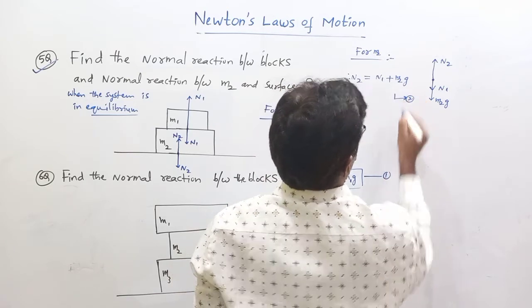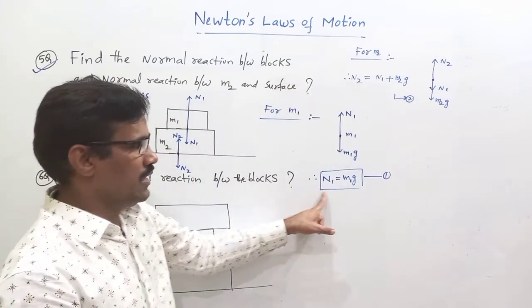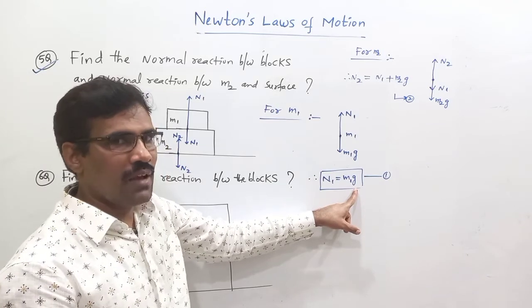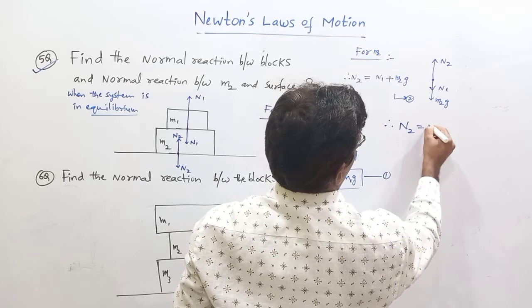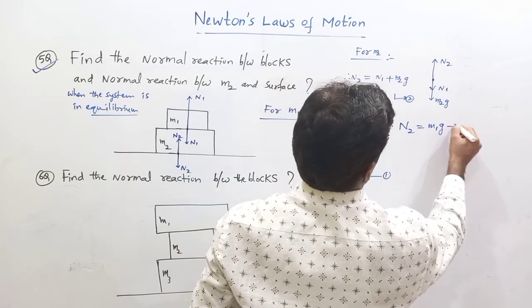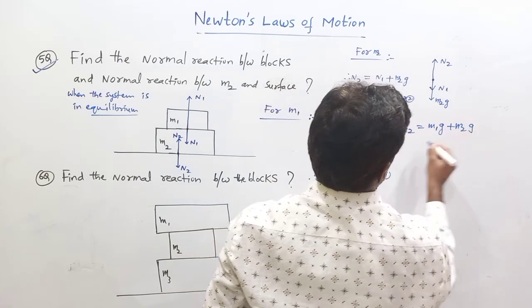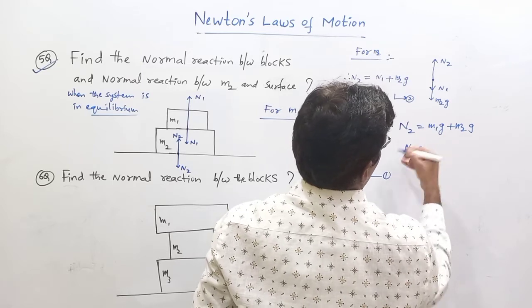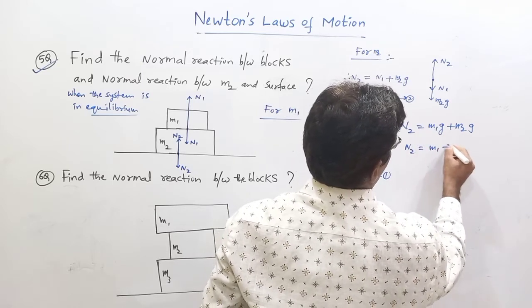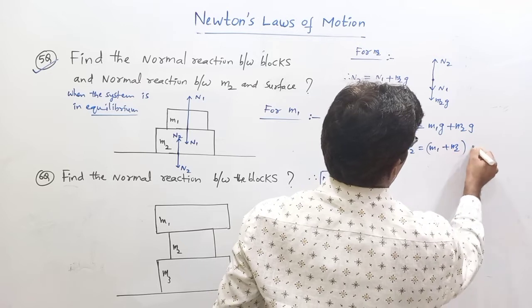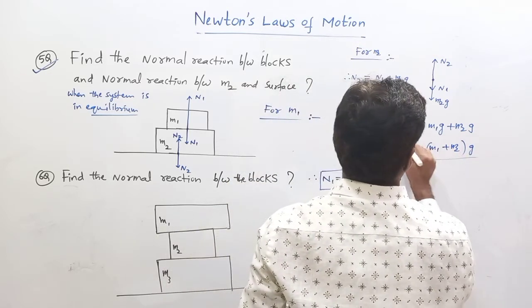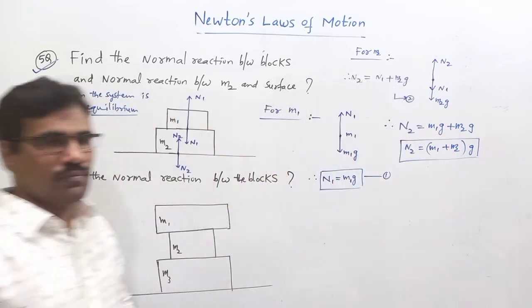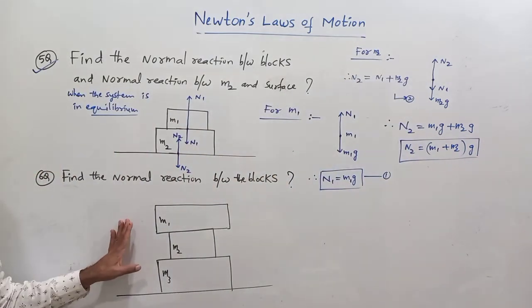From equation 1 and 2, N1 is M1G. Substitute here. Therefore, N2 is equal to M1G plus M2G. N2 is equal to M1 plus M2, into G. Right? So here, this is the normal reaction. Yes. What about this one?